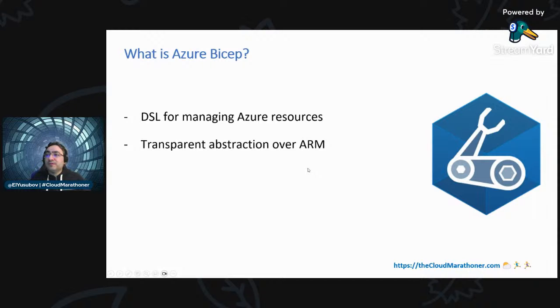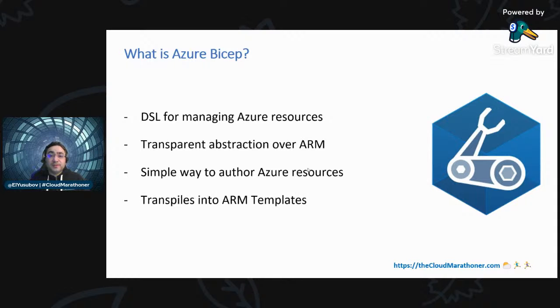We already said that it's a transparent abstraction over ARM. It's a much easier way to get started with infrastructure as code in Azure. It's fully supported, and again, it transpiles into ARM templates. That's the main point here. And the main purpose of the Azure Bicep language is to make it easy to write infrastructure as code for developers and DevOps engineers.